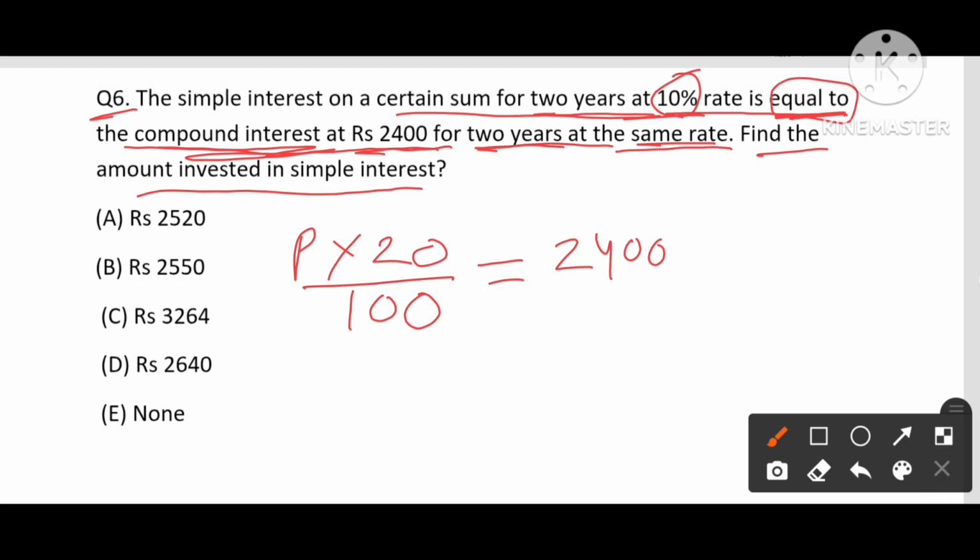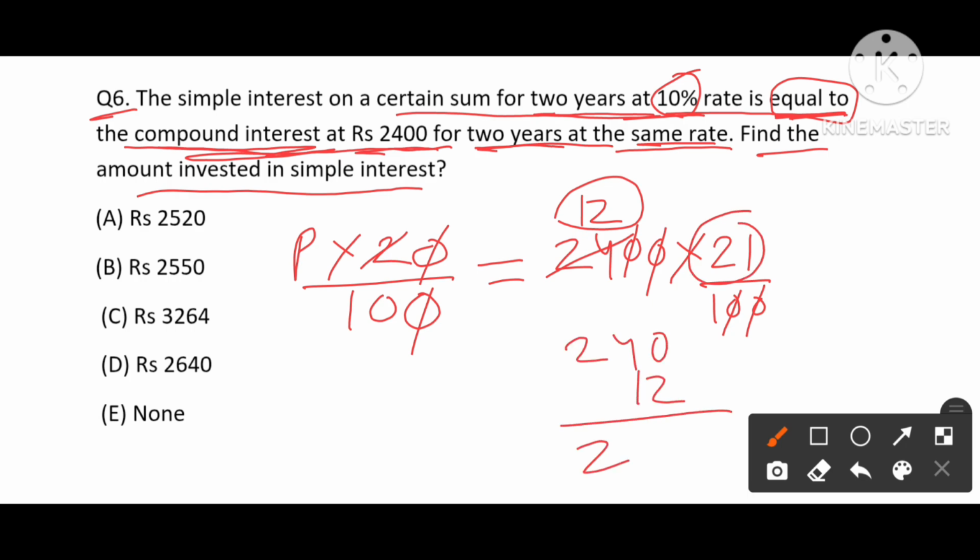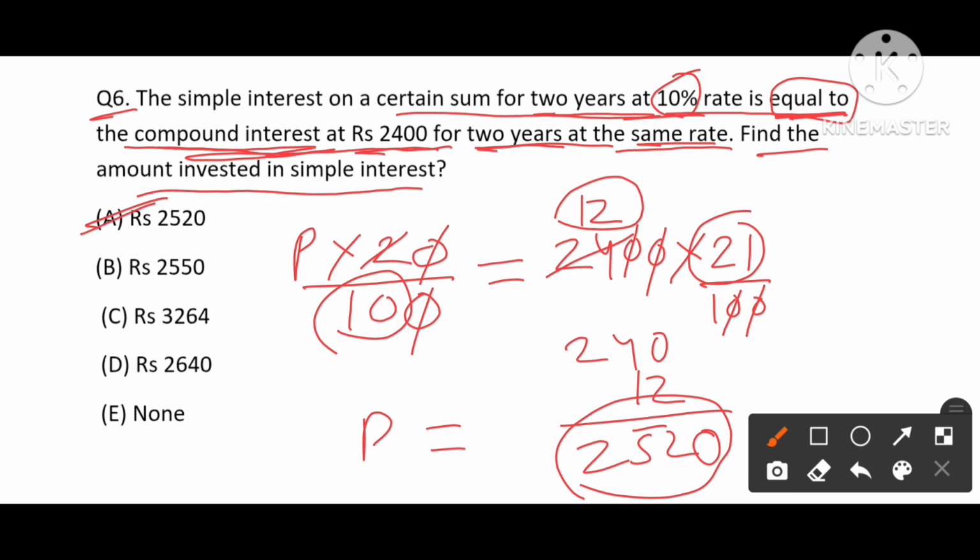10% for 2 years compound will be 21% of 2400. So the double zeros cancel, and the 0 cancels here. 12 times 21. 12 into 2 times is 240 plus 12, which will be 252. And here we have another 10. So the P value will be 252 into 10, which will be 2520. So this is our answer. Option A is our answer.